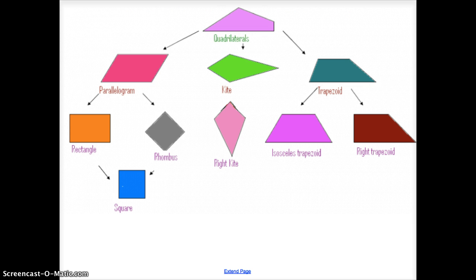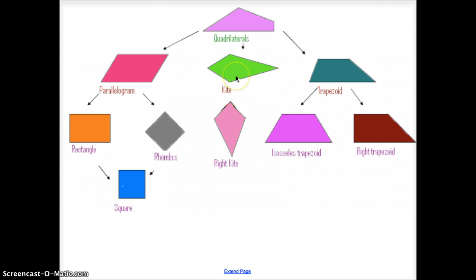The flowchart you see here is just going to give you an idea of where and what characteristics you could have for those always, sometimes, and never situations. If we work backwards, a square holds the properties of both a rectangle and a rhombus. A rectangle holds the properties of just a parallelogram. A rhombus holds the properties of just a parallelogram, and a parallelogram holds the properties of just a quadrilateral.